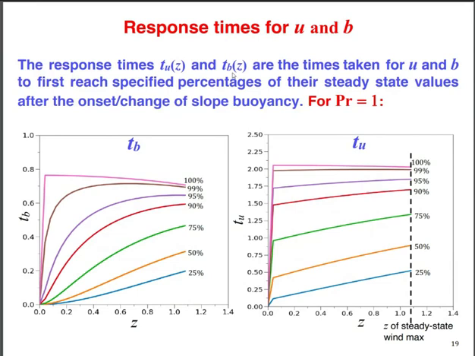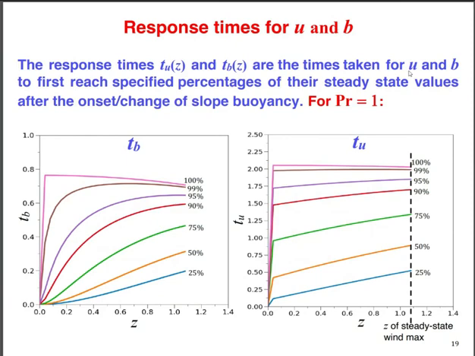Okay, so we're going to look at the response time. How are you defining response time? We're going to take it to be the times that it takes U and B to first reach specified percentages of their steady state values after the slope buoyancy has changed. So the slope buoyancy changes at t equals 0, that starts the clock, and then we want to see how long you have to wait before you get close to a steady state, and you're free to decide how close to the steady state you want to go.